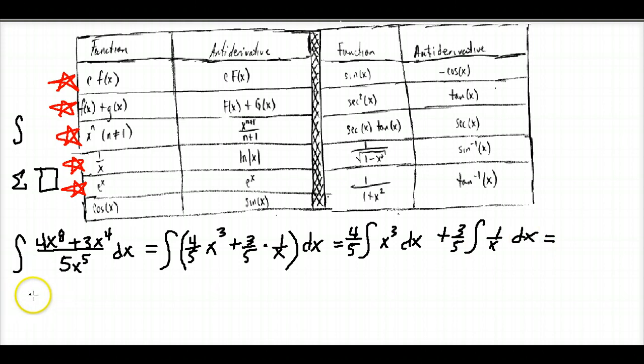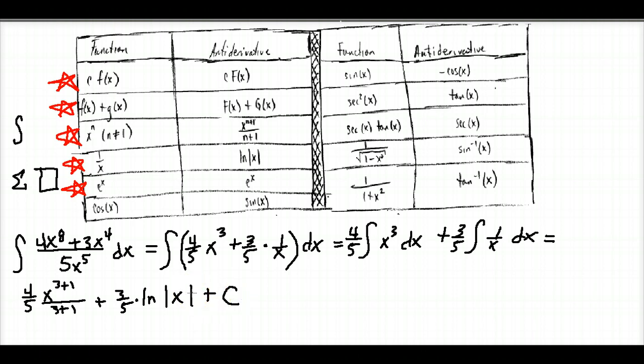So looking here, we have 4/5. We know for x cubed, we need to follow the power rule. So that would be x to the 3 plus 1 power over 3 plus 1, plus 3/5 times, we know that the antiderivative of 1 over x is natural log of x. And then here at the end, we put a plus c.